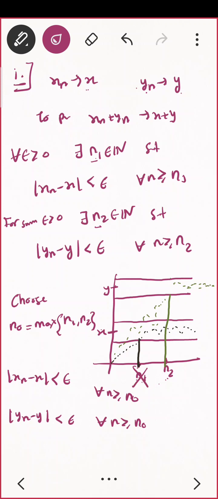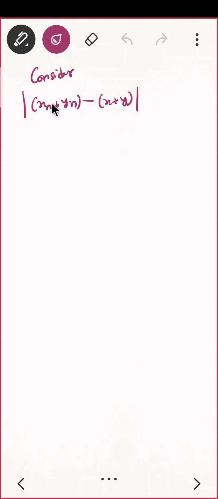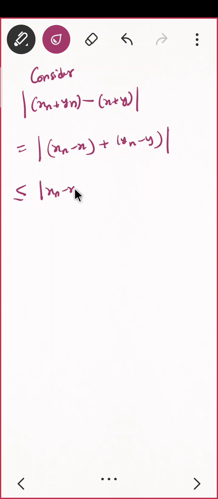Okay. Now try to see one thing. What I want to prove? I want to prove consideration part I have already written. So can I solve it little bit? Can I write it as xn minus x plus yn minus y? Can I write like this? Yeah. So can I use triangle inequality now? This is less than equal to mod of xn minus x plus mod of yn minus y. Perfect. And you already know this is less than epsilon, this is less than epsilon. So this is less than epsilon plus this is also less than epsilon.